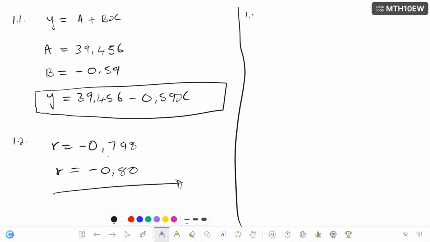For 1.3, we're going to say Y is equal to 39.456 minus 0.59x. We need to substitute the value of x, which is 29. So it's 39.456 minus 0.59 times 29.